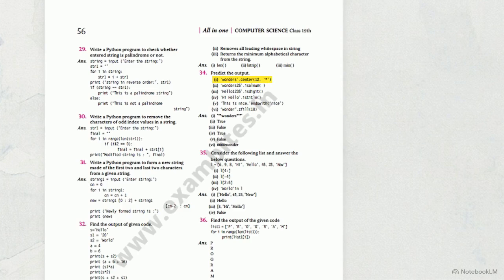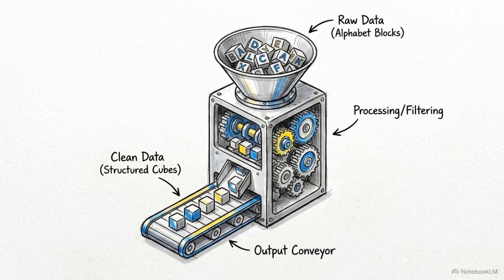The first command centers wonders within a 12-character space, filling the rest with asterisks. The second returns false because the string contains letters, meaning it's not exclusively digits. These methods are your industrial filters. They take chaotic text typed by users and clean it into standardized data that algorithms can safely process.